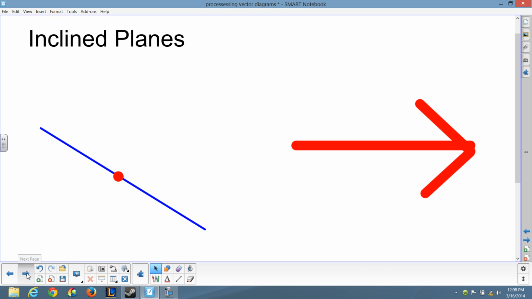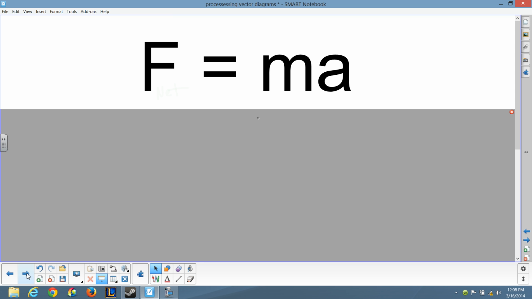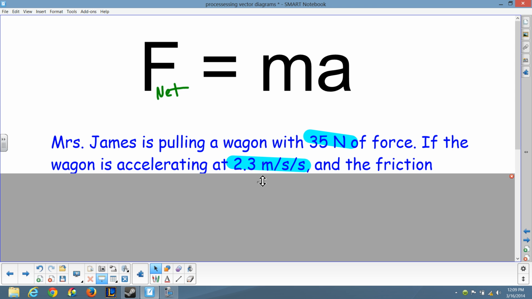So instead, we worked ahead to Newton's second law of motion. Students who learned this in junior high learned F equals ma. We're going to make it a little bit more high school appropriate by adding the word net. And net just means that it takes the unbalance into account. So here's an example of a problem being solved with F net equals ma.